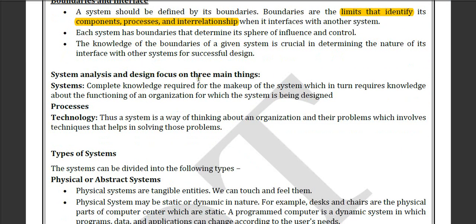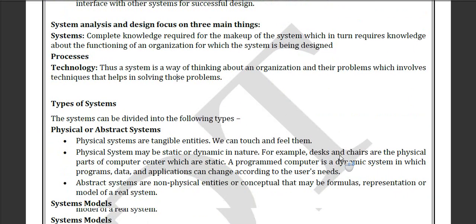System analysis and design focus on three major things: systems, processes, and technologies. We already know what is system and process. What are the technologies? The system is a way that people organize and solve their problems with individual techniques. Those techniques are called technology. In the banking sector we used the manual section where you need to write the calculations, but nowadays we use computers to calculate the data. So this is the technology section. So I hope you are clear with the system, process, and technology.